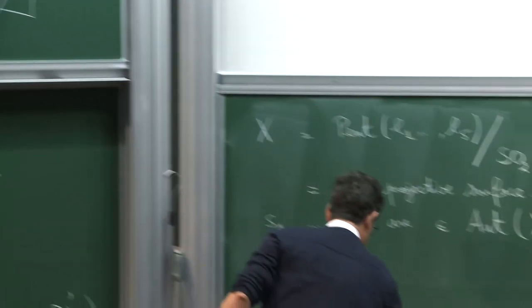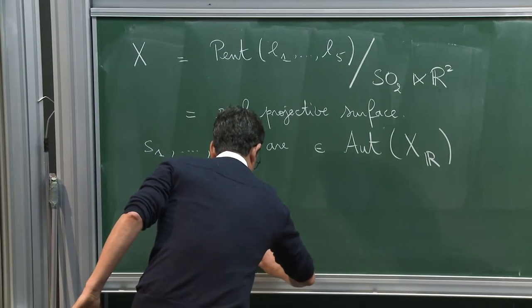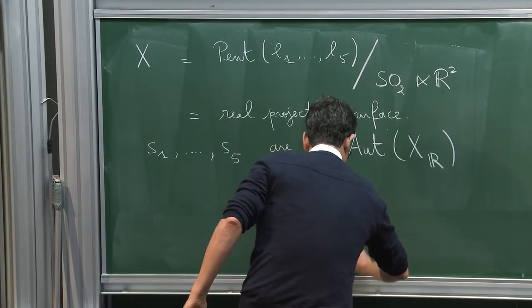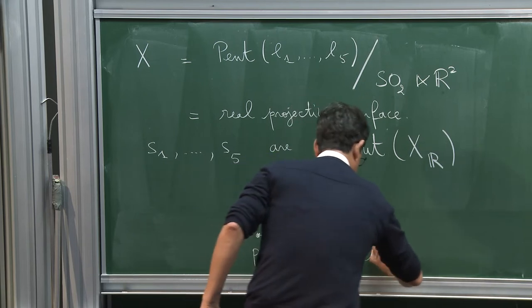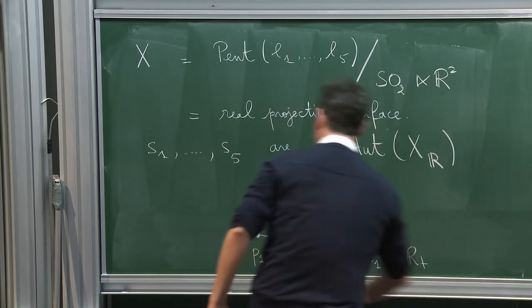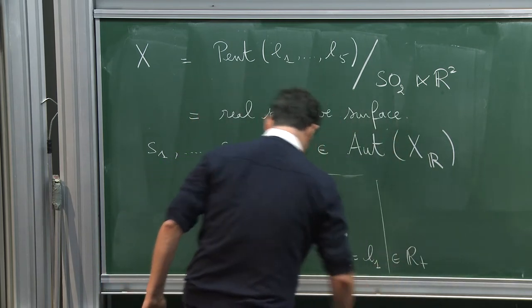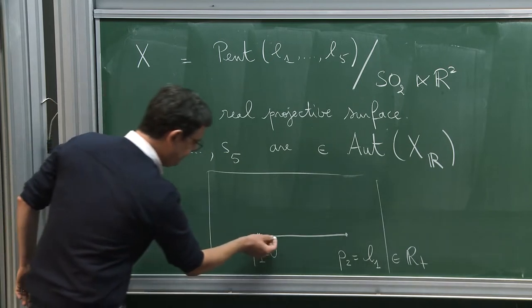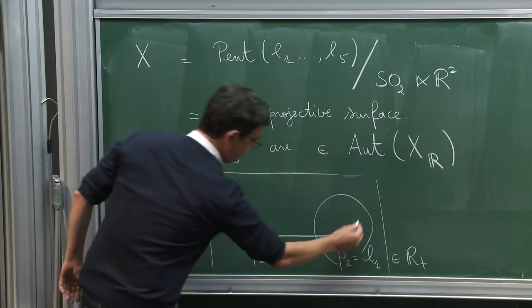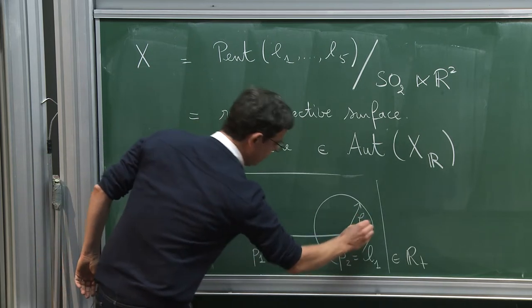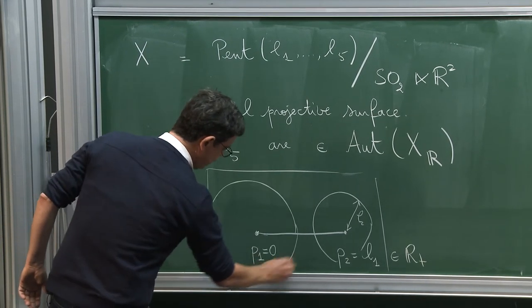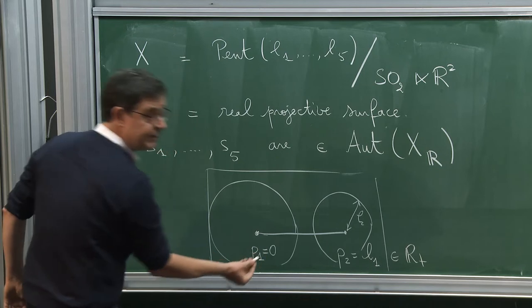So let me write it. So P1 now, modulo translation, is 0, the origin. Then P2 is just the point at distance L1 in R plus, in the complex plane. And then what about P3? So P3 must be on a circle with radius L2 around the point P2, which is fixed. And P5 is on a circle around the point P1.